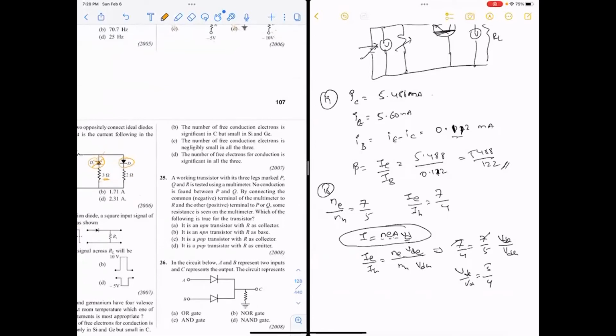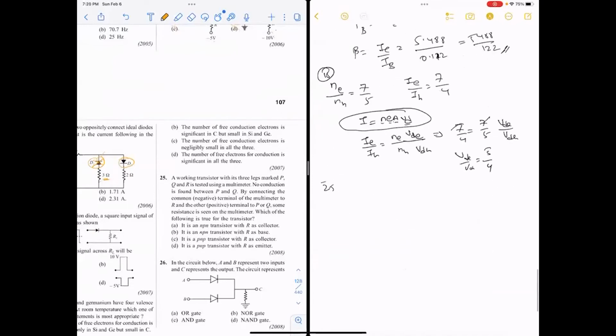Let us try the 25th. A working transistor with its 3 legs marked PQR. So it is like an experimentation question. PQR is tested using a multimeter. No conduction between P and Q. By connecting the common negative terminal of the multimeter to R and the other positive terminal to P and Q, some resistance is seen on the multimeter.